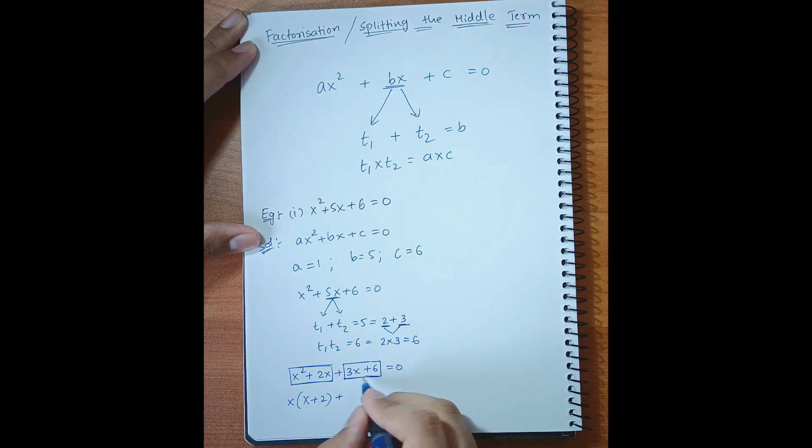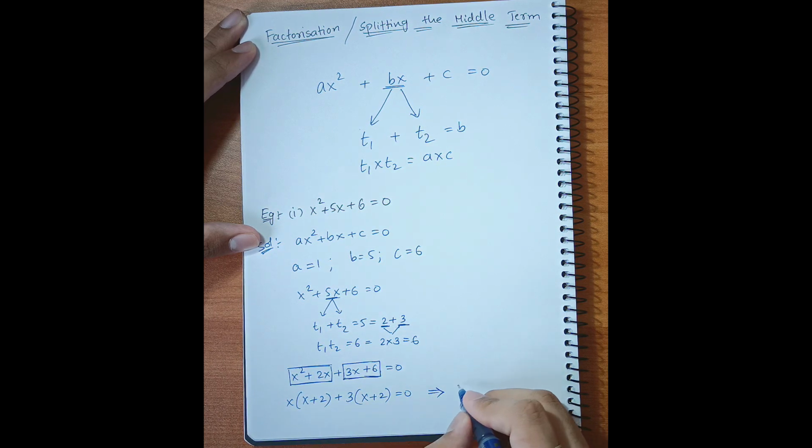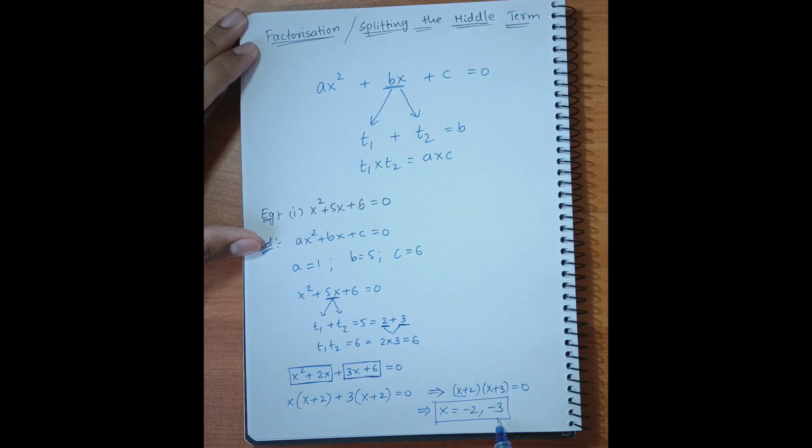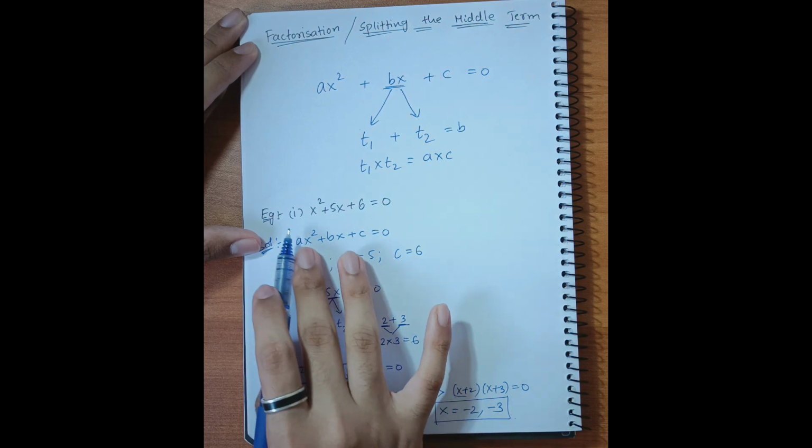In the second group, let us take out 3 as a common factor and hence we are left with x plus 2. From this, we can take out x plus 2 as a common factor and we are left with x plus 3. Now, the product of two numbers is equal to 0 only if either one of them is 0 or both of them are 0 together. So, if we equate each of them to 0, we get x equals minus 2 and x equals minus 3. So, x equals minus 2 and x equals minus 3 are the solutions for this equation.